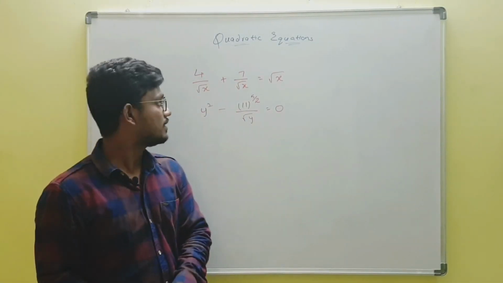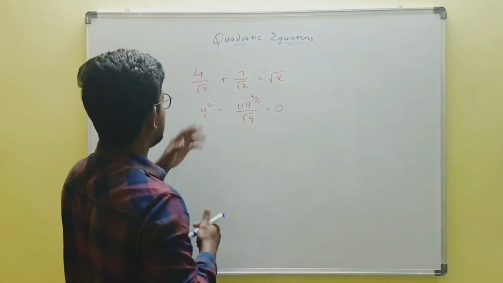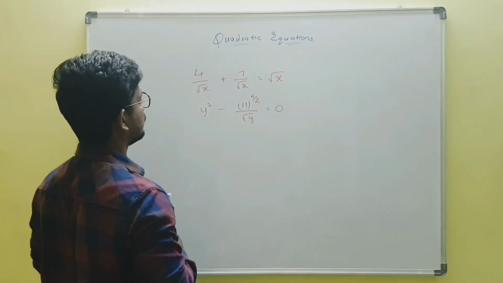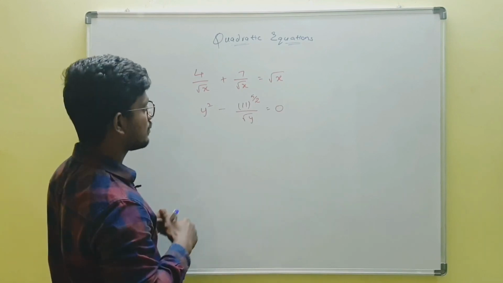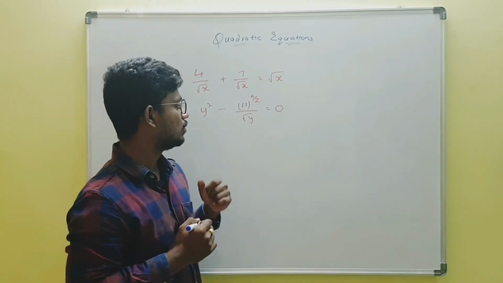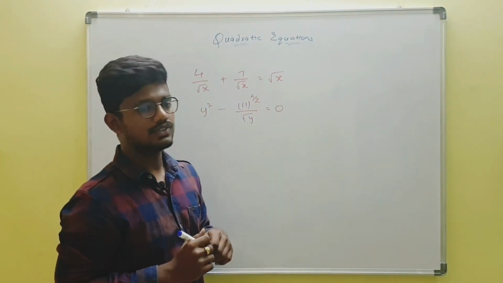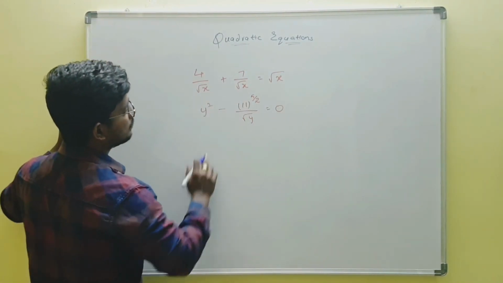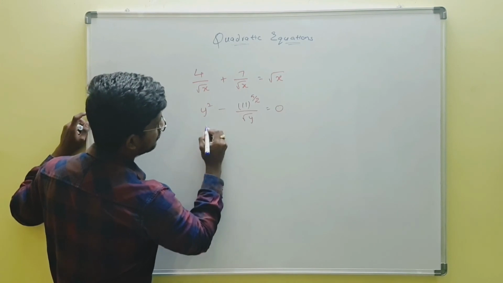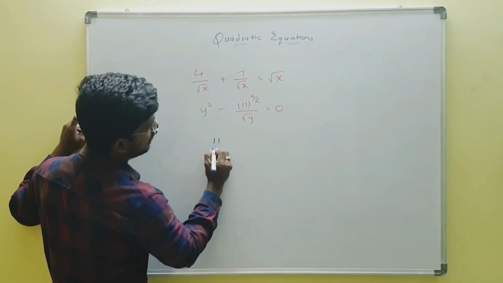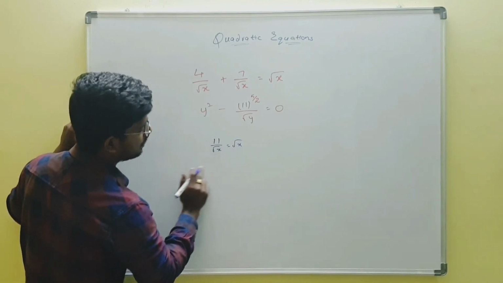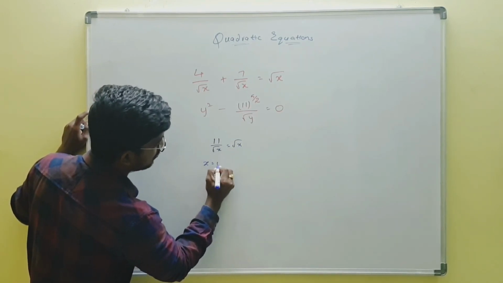The other example is, the first equation is given as 4 by root x plus 7 by root x is equal to root x, and the second equation is y square minus 11 to the power of 5 by 2 by root y is equal to 0. See, in the first equation the denominators are equal, so directly I can add the numerators. So 4 plus 7 is 11 by root x is equal to root x. So root x into root x is equal to x, that is equal to 11.